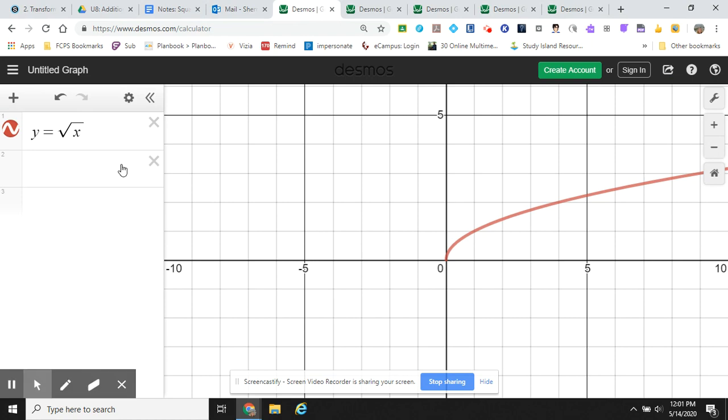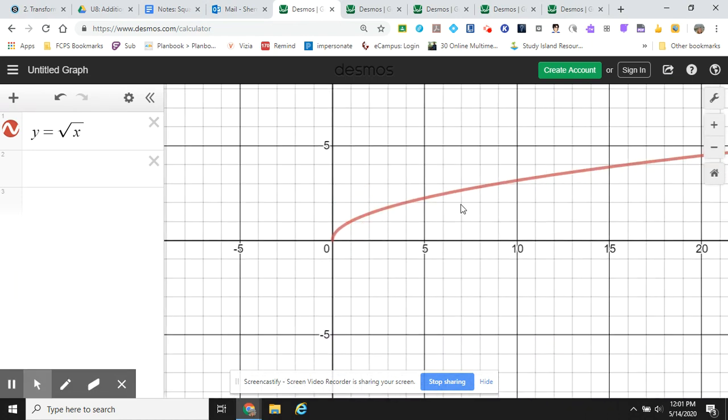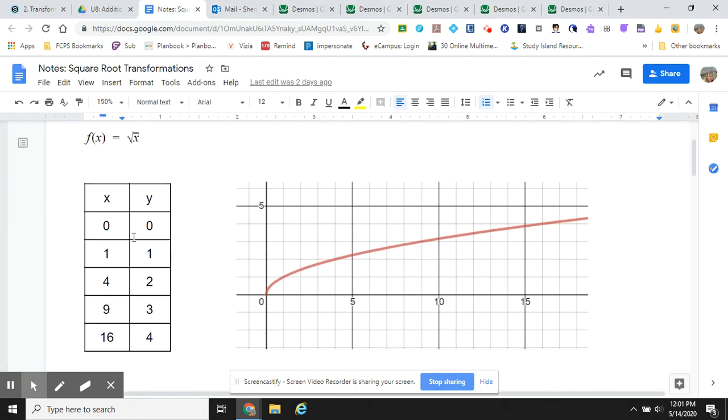So our parent function is f of x equals the square root of x. And I went ahead and typed that into Desmos so that you can see it, even though it's on my examples there. So it looks like that. And then I did a table here. If you take the square root of a number, it's smaller because the square root of a number is what times itself gives you that number. So the square root of 4 is 2. The square root of 9 is 3. The square root of 16 is 4.